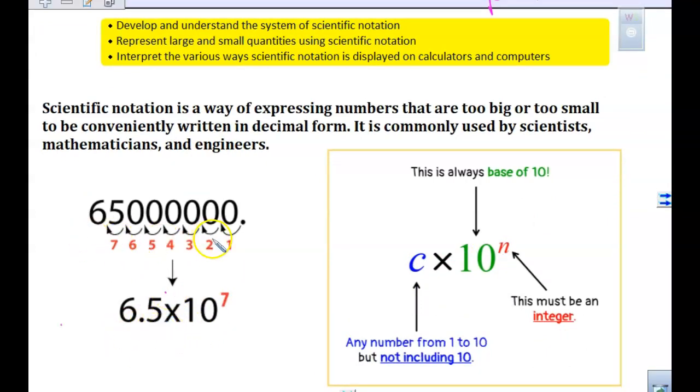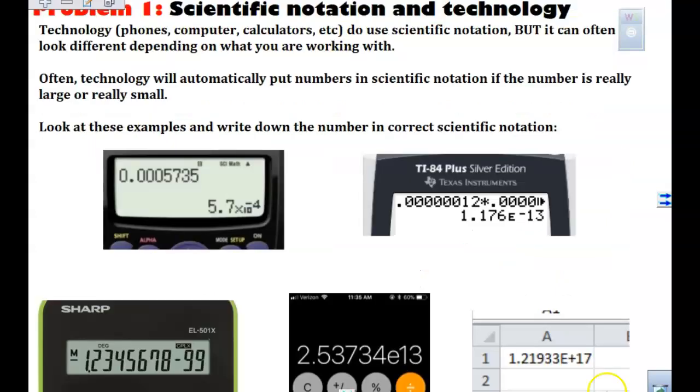This one isn't too bad, but writing it with the first number always between 1 and 10, not including 10, this is always going to be an integer, which means it can't be a fraction or a decimal. It's going to be like -2, -1, 0, 1, 2, 3. Could it be 0? What's anything to the 0 power? 1. Some of you missed that on the quiz.